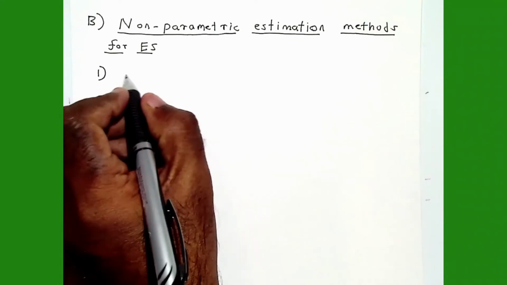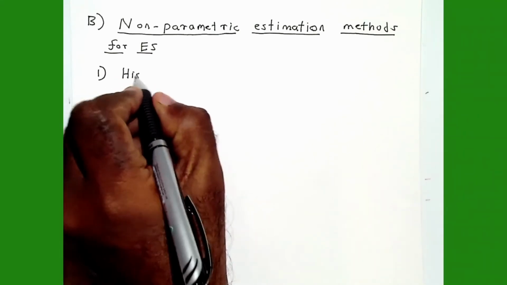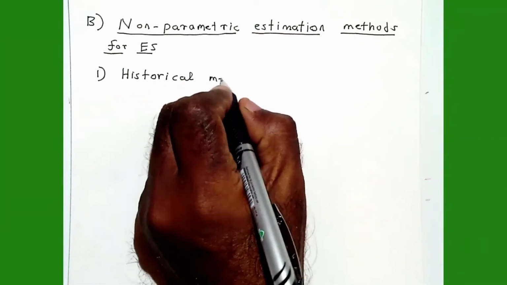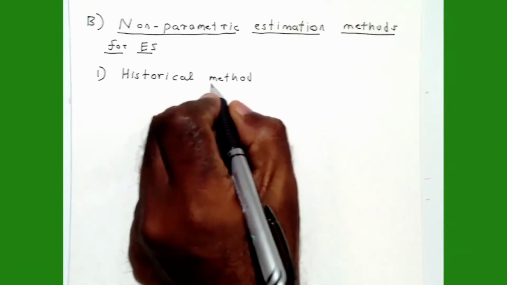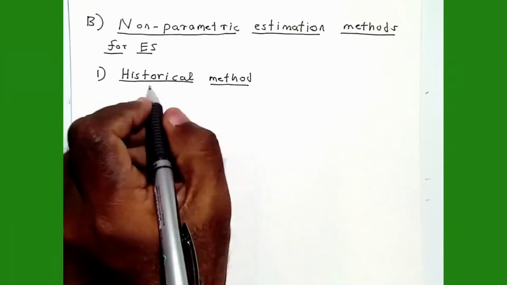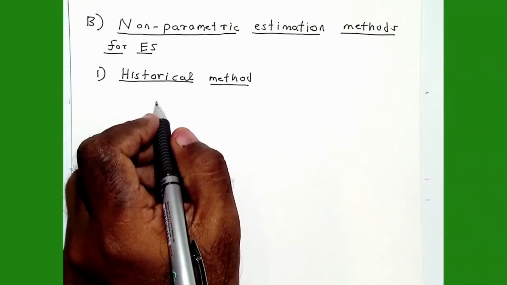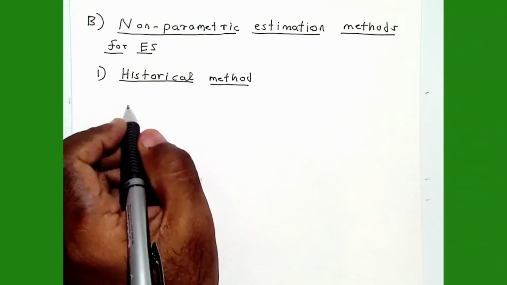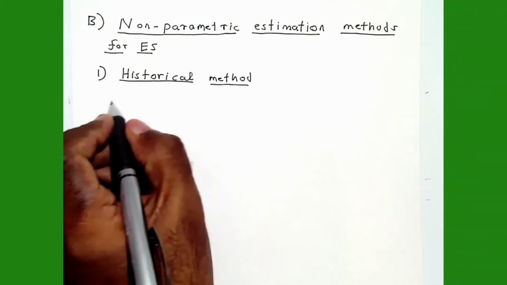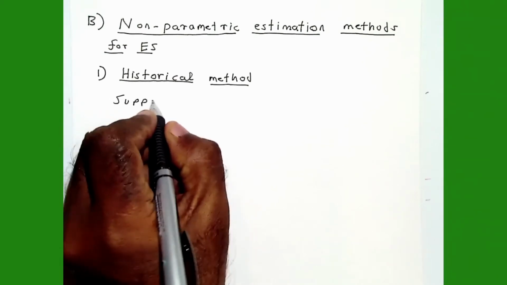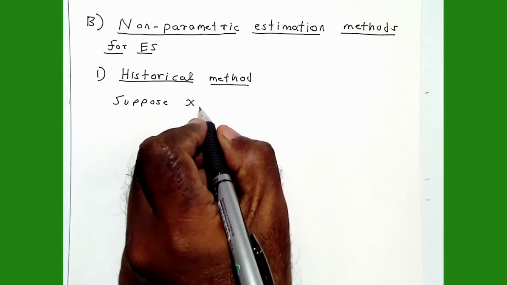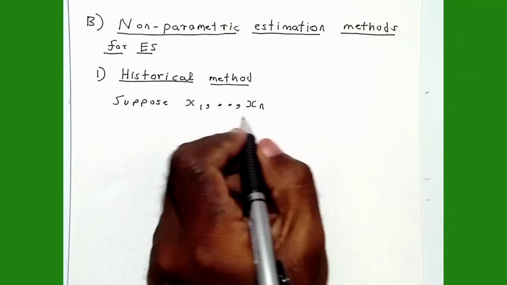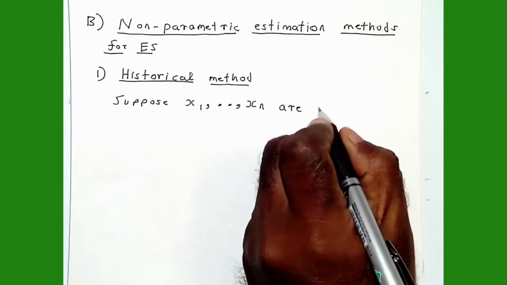The first method is known as the historical method. This is not the same as the historical method that I talked about earlier under the topic non-parametric estimation of VaR. This is slightly different. So suppose these are the losses.